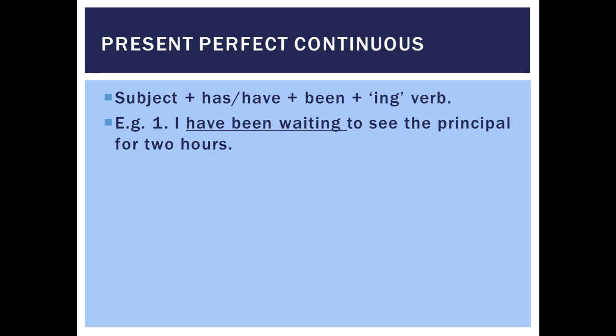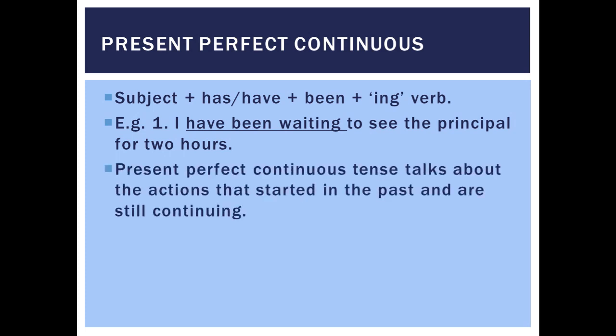you have been waiting. Imagine you are saying this. It means you came to the school maybe at 10 o'clock. Now it is 12 o'clock. You started waiting at 10. Now 2 hours have passed. You are still waiting. So the present perfect continuous tense talks about an action that started in the past and is still continuing.